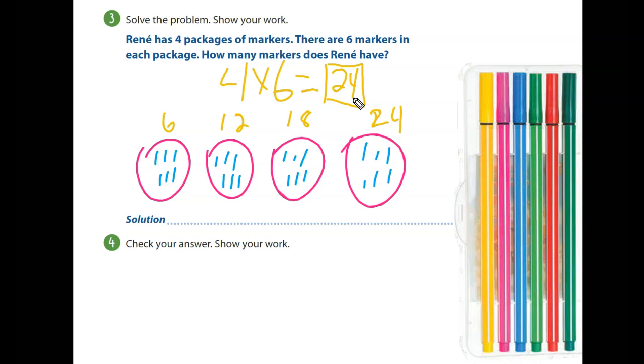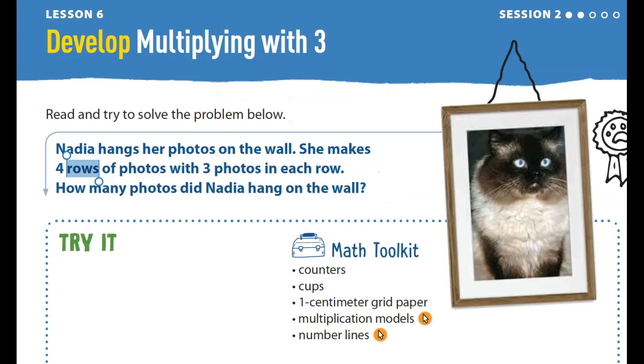And when I say my multiplication sentence, I need to make sure that you write this out as well. Always do that. Now this is lesson 6, we're doing session 2, okay? Last session 1 was just an introduction. This is multiplying by 3s now.